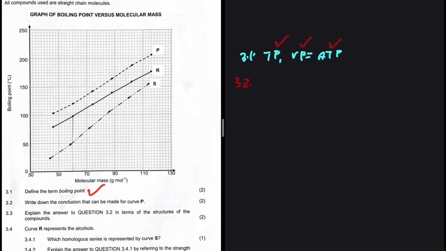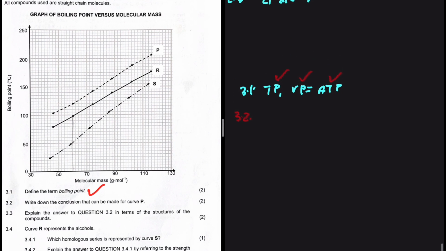The same is true for curve R and the same is true for curve S. As the molecular mass increases, the boiling point also increases. Why is that the case? We're going to address that sometime later. That is 3.2.